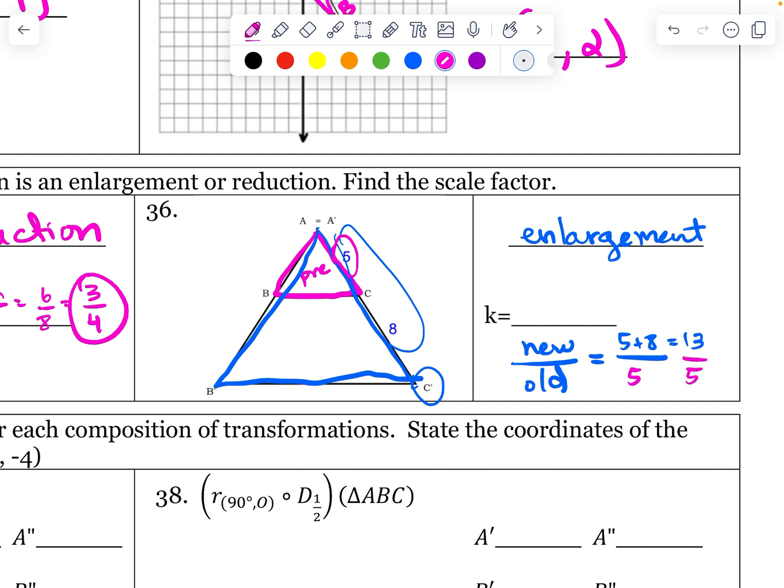If you put it in decimal form, 13 over 5 is 2.6, so that is bigger. So 13 over 5 is a totally acceptable answer. 2.6 is a totally acceptable answer for your K. They work.